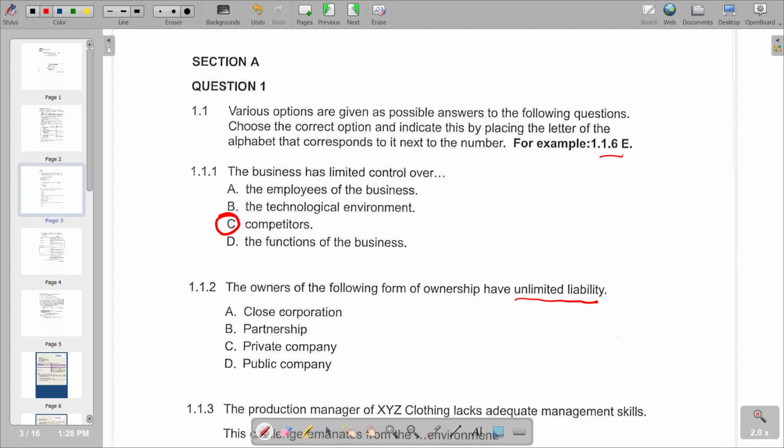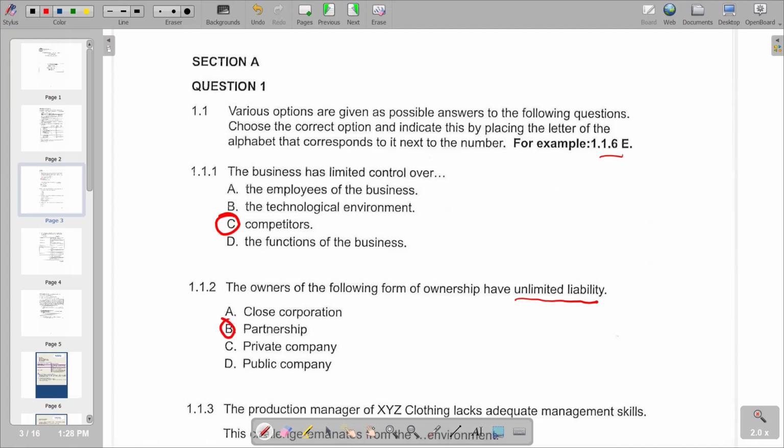So which business of the following options that we are given has unlimited liability? You'd see that partnership is the business that has unlimited liability. So unlimited liability becomes one of the characteristics of partnership. So we have B as the correct response.